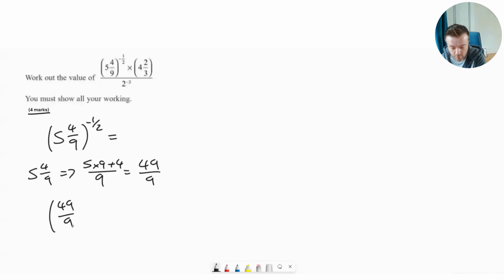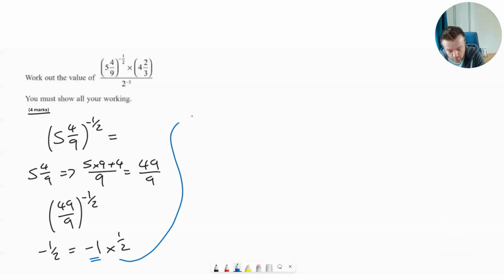And here we're going to take the 49 over 9, and we're going to put it to the power of minus a half. Okay, well, we need to split this minus a half effectively into 2 parts. We're effectively saying times by minus 1, times by a half. Because there's 2 parts, when we put something to the minus 1, what we effectively do is reverse the fraction. So we flip it.